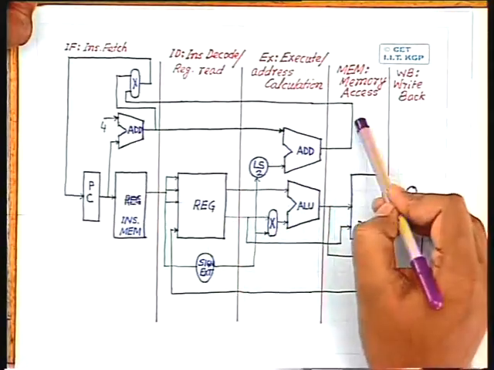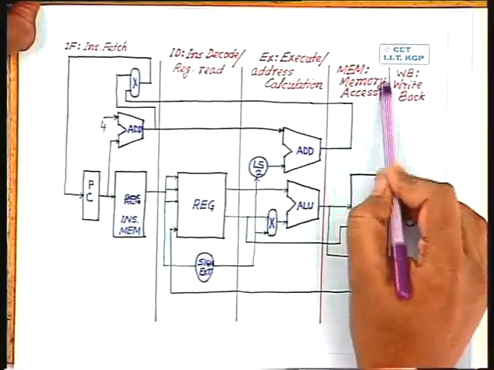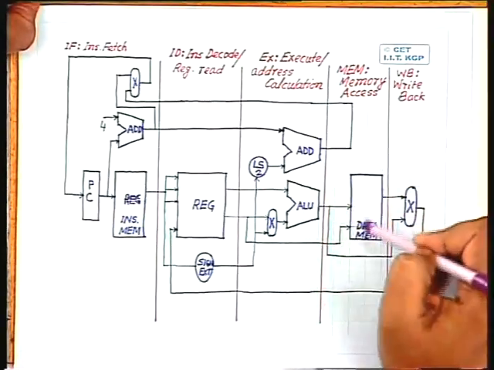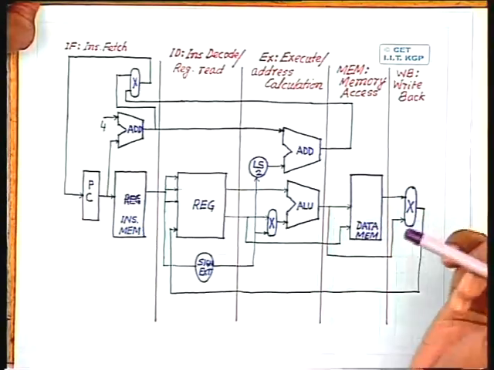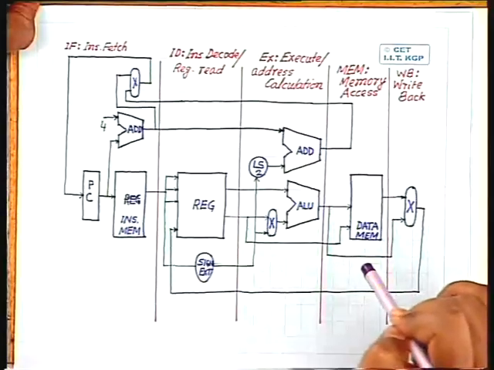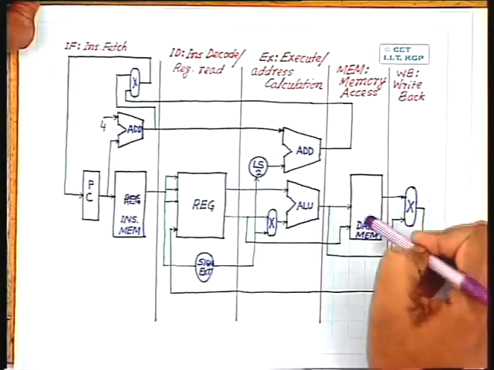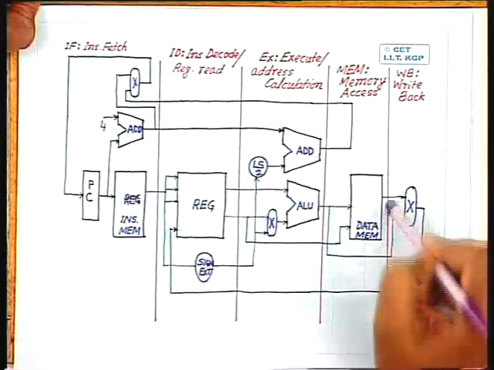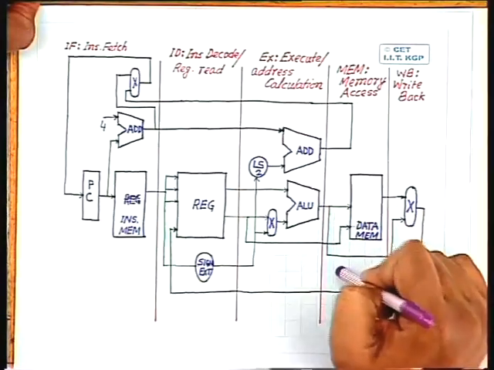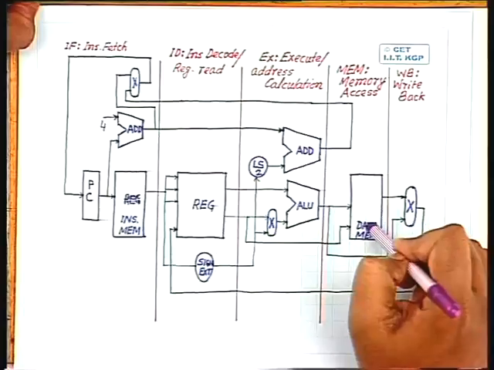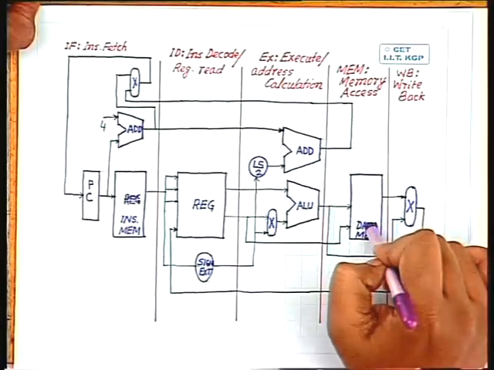Okay. The fourth stage is the memory access stage. This is the stage when either you write into the memory or you read from the memory. We have to write into the memory if the operation to be performed is a store word, or SW, type of operation. The data will be read from the memory if it is a load word, or LW, type of instruction.